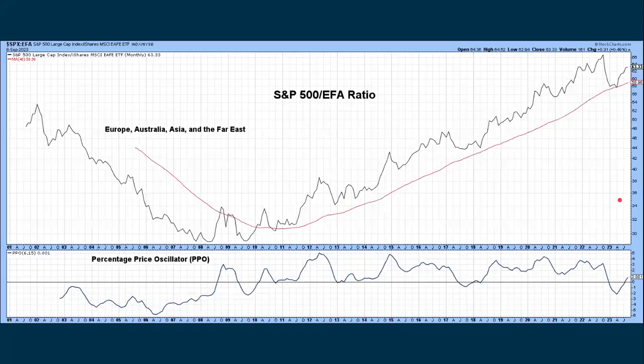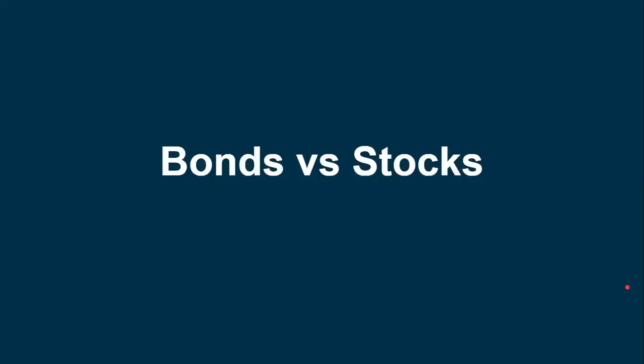Then we look at the S&P on a monthly chart, and we compare that with stocks in Europe, Australia, Asia, and the Far East. We're above this red line, showing that we're in a longer term uptrend. And the PPO, the percentage price oscillator, is going above zero. So longer term, this is showing that we are turning more positive.